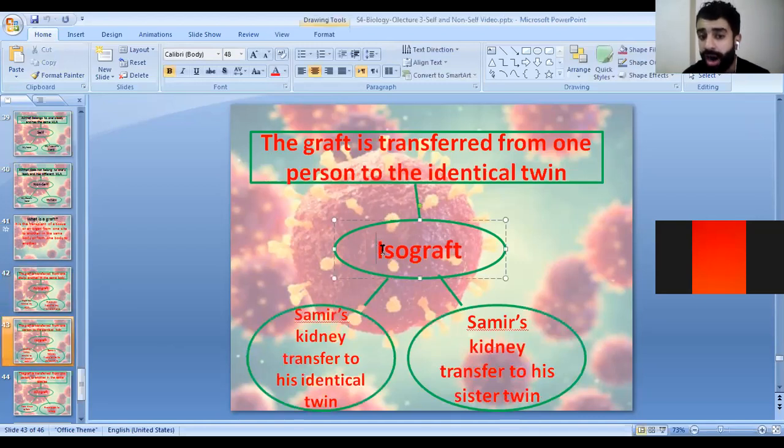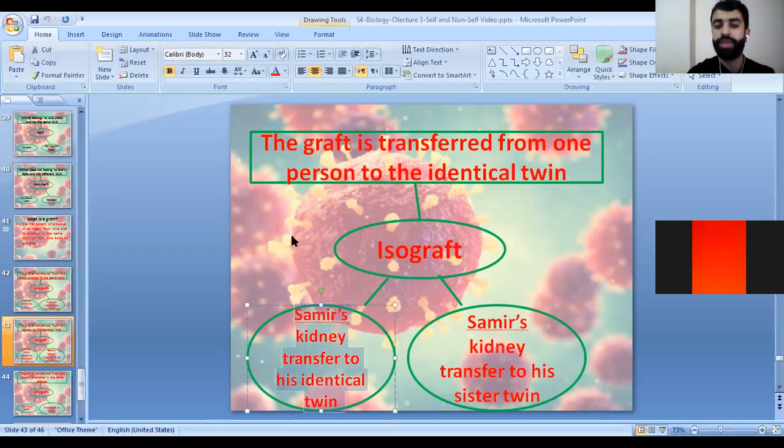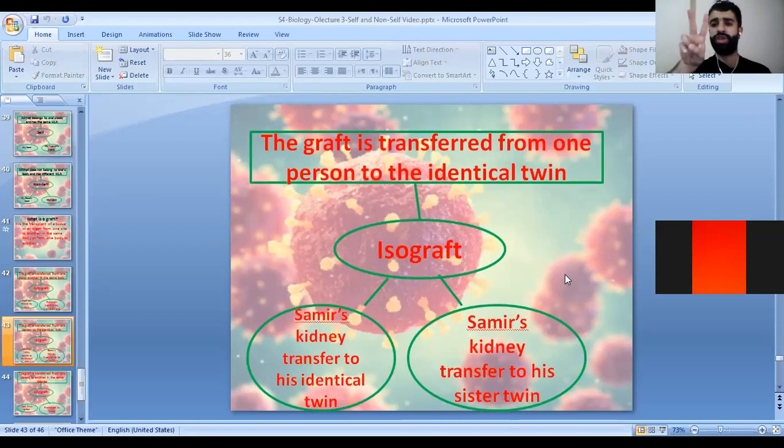Iso. Iso, I, identical. So isograft, identical twins. Isograft is the graft transferred from one person to the identical twin of this person. For example, Samir's kidney transferred to his identical twin, the twin of Samir. So this is called isograft. I repeat: iso, I, identical twin. So this is the graft between two identical twins. Non-example: Samir's kidney transferred to his sister twin. For example, we have students, a boy and a girl, who are twins, sister or brother twins. They're not called identical twins, they're called sister twin or brother twin. So this is not called an isograft.